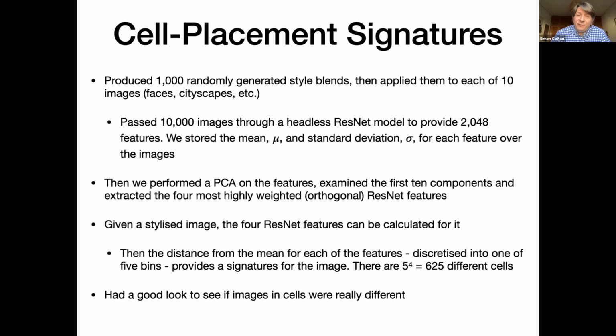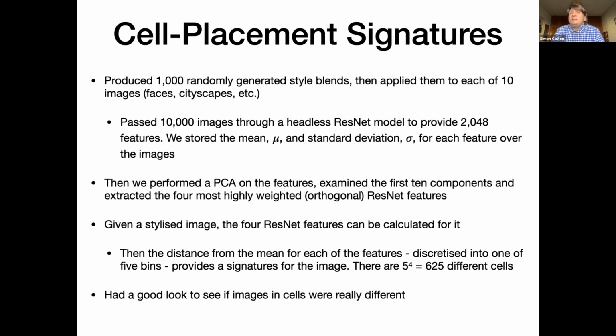And from that, we extracted the 4 most highly weighted ResNet features. So of these 2,048 features that ResNet can calculate, we extracted the 4 most useful in terms of differentiating the images, which were orthogonal. And so that enabled us to calculate the distance from the mean for each of the features for a given image. So we get 4 distances from the mean, and we discretize those features into one of 5 bins. And then that gives us a signature for the image. And the calculation there is that we've got 4 features, all with 5 discrete places in them. So that gives you 5 to the 4, which is 625 different cells.